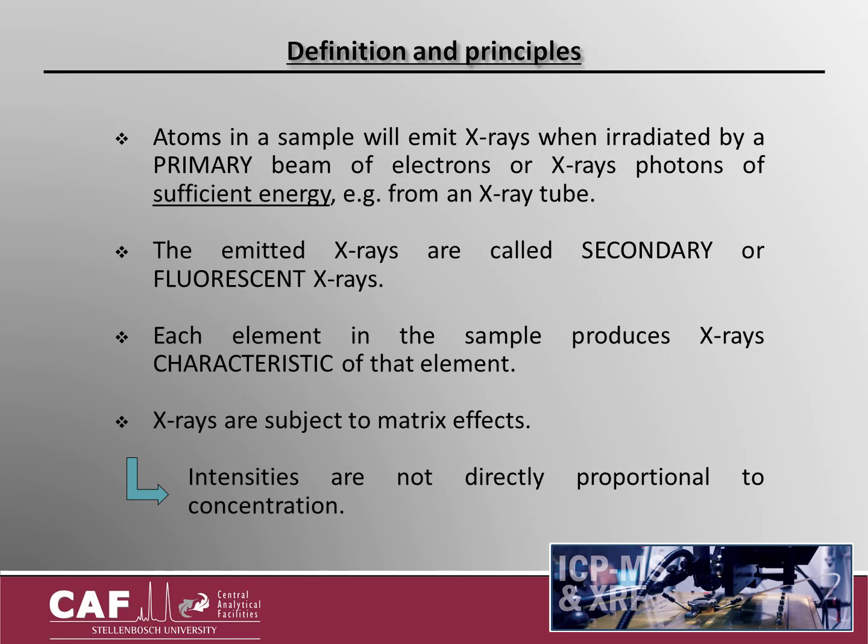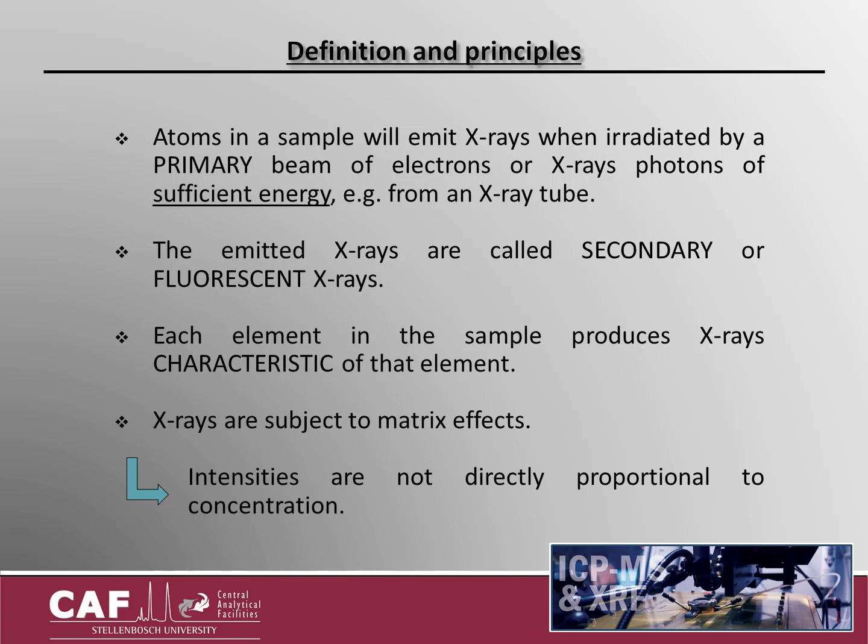The mentioned properties of X-rays can come into play through various ways when X-rays interact with matter, in this scenario being a sample of any material type. The atoms in a sample will produce X-rays when irradiated by X-ray photons of sufficient energy. The X-ray photons can be sourced from an X-ray tube, for example, as a primary beam directed onto the sample. The X-rays produced from the atoms of the sample are called secondary X-rays or fluorescent X-rays. Each element in the sample excited by primary X-ray photons will produce X-rays that is distinctively characteristic of the element.